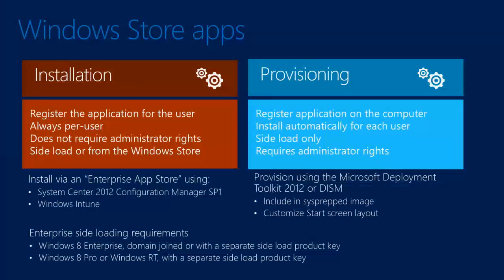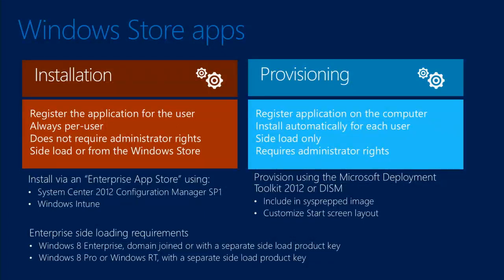While you could provision apps to an already deployed OS, most of the time we would suggest that you only look at this as something to do in your imaging process. So include provisioning apps in your image, but only as that first time login experience. For new apps that you want to deploy, use an enterprise app store with a management tool like System Center Configuration Manager or Windows Intune. The capabilities are a little different between the two. We'll talk about those a little bit more as we get into this.